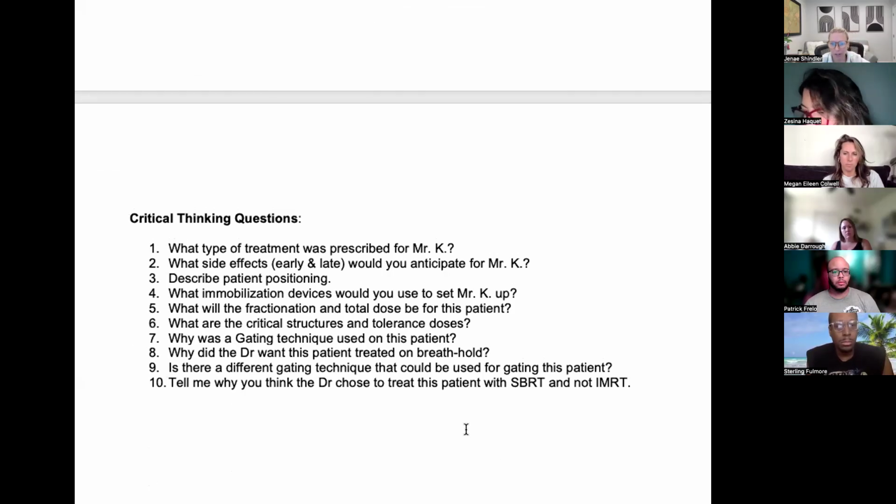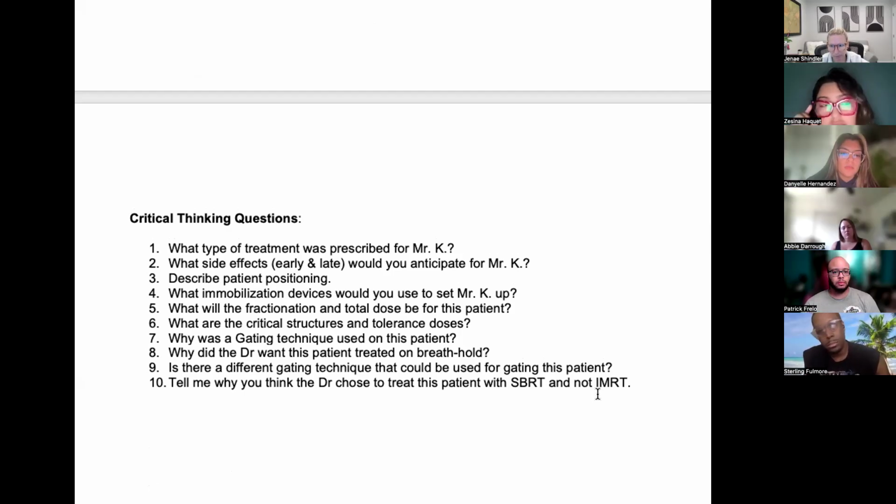Danielle, what is an early and late side effect for this patient? Early side effect might be shortness of breath, and then late might be secondary malignancy. Okay. Ashley, what would you do differently for SBRT versus an IMRT lung? Would your setup look any different?